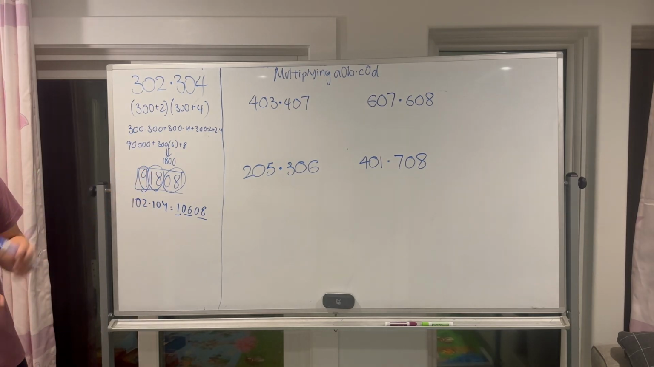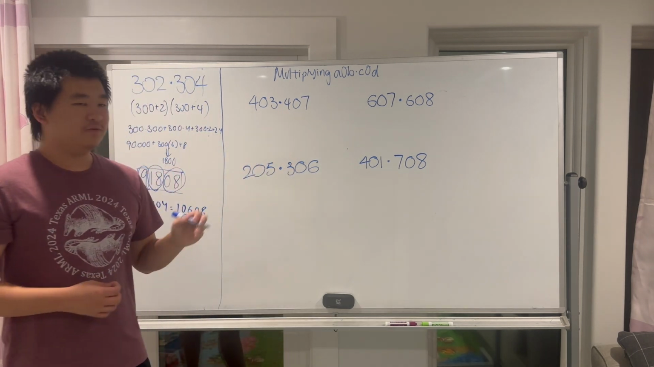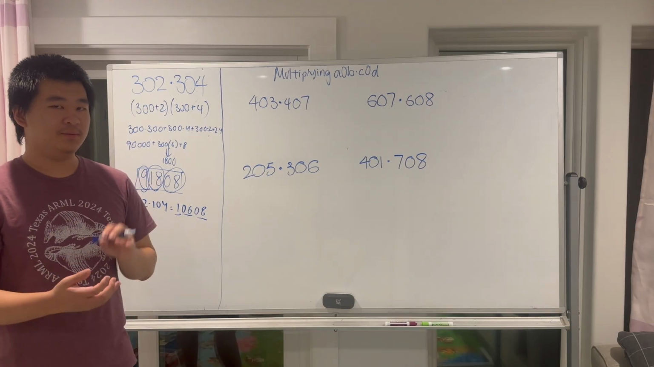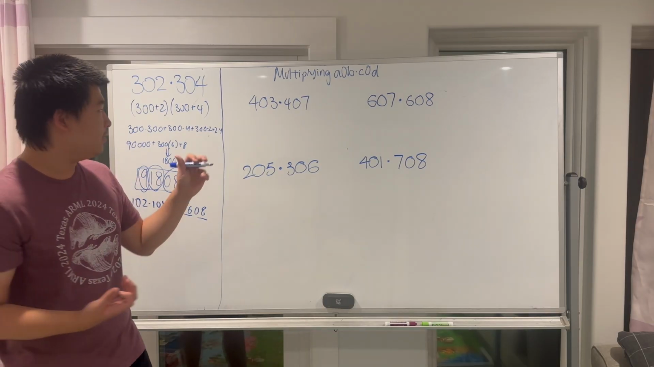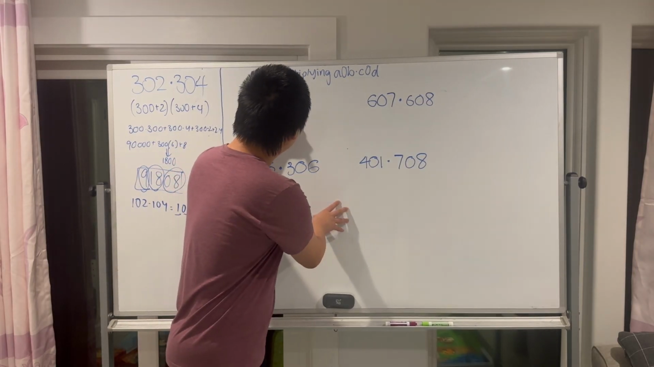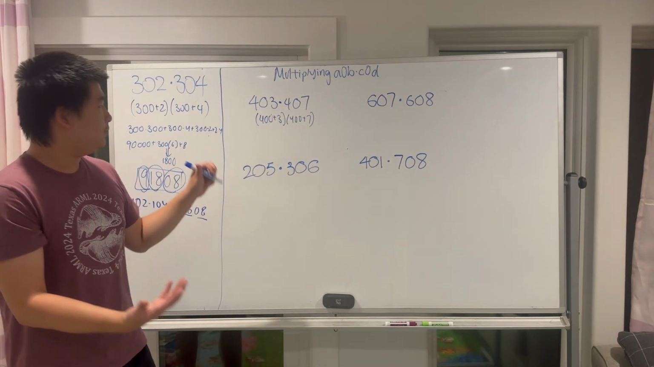Now let's try with another example, and try to beat me to it. 403 times 407. I will write out this one with FOIL just to make it a little bit more clear for anyone who still doesn't understand, which is perfectly okay. So this is 400 plus 3 times 400 plus 7, right? And now, of course, let's FOIL it out again.